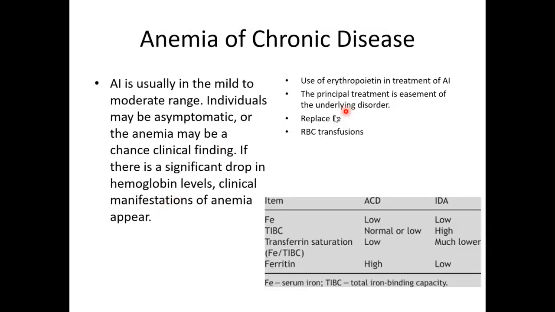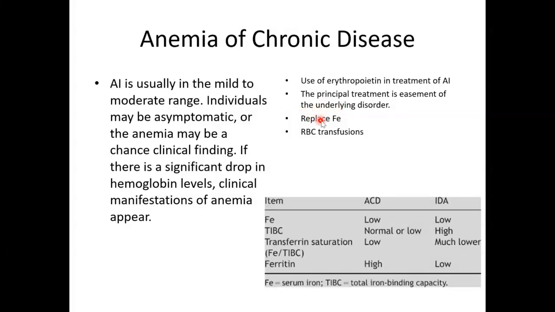For the anemia of inflammation or anemia of chronic disease, one treatment is the use of erythropoietin, again common in a chronic kidney patient. The erythropoietin that we give them parenterally will be helpful in making more red blood cells. The principal treatment is treatment of the underlying disorder. Basically, you just treat what the problem is. Is it inflammation? Is it an infection? Is it a chronic disease? You just treat that, because there's not a whole lot else we can do.